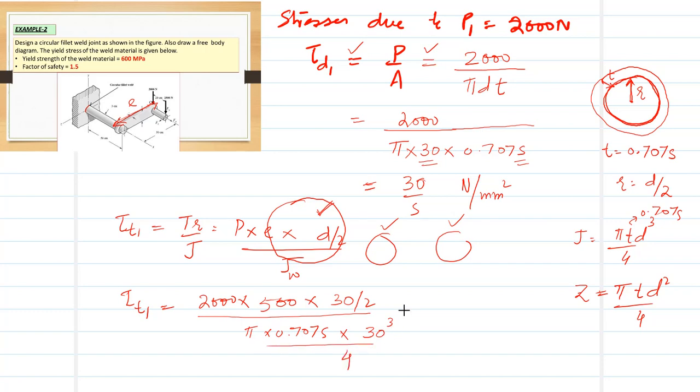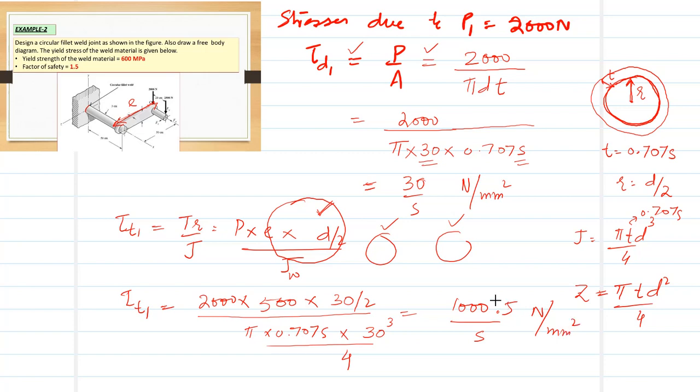If I just solve this value, 2 into 2, 4 into 2000 into 500 into 15 divided by pi into 0.707 into 30 power 3, you get a value of 1000.5 divided by S Newton per millimeter square.